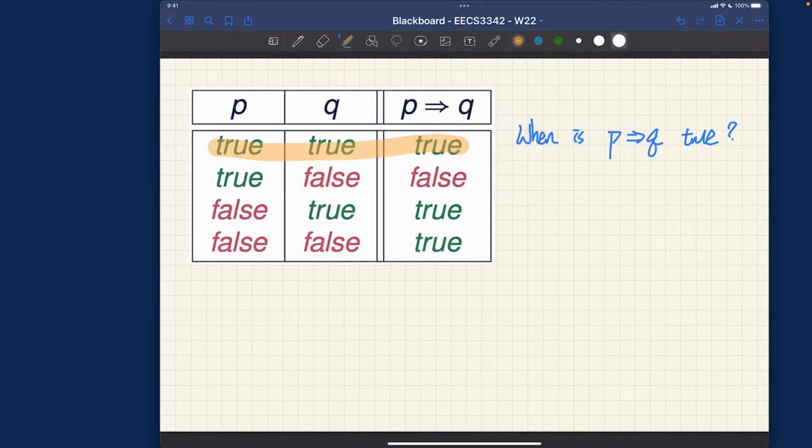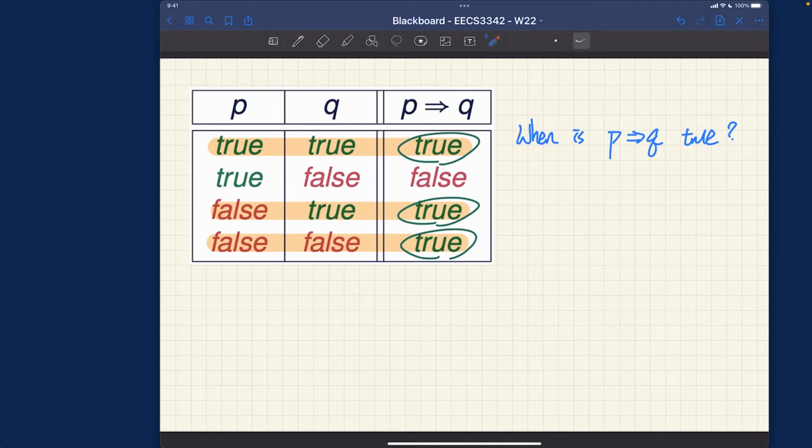This is true, and this is true, right? This is also true. So we're talking about the cases where the implication is actually true, right? True here, and also true here. But the cause of being true is slightly different. There are two reasons for that.